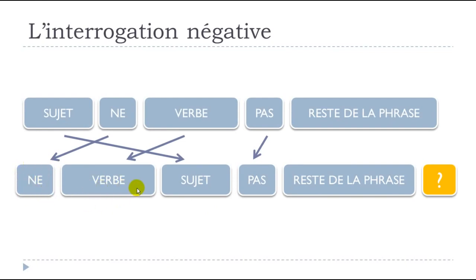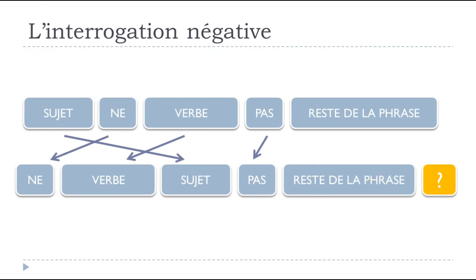Then you put your verb, and then the thing that you have to keep in mind is that you won't put pas right after your verb. It could be a reflex, and many students tend to make this mistake, but you will first put the subject, then you will put your pas here. Okay, remember, so ne, then verb, sujet, pas, and the rest of the sentence.